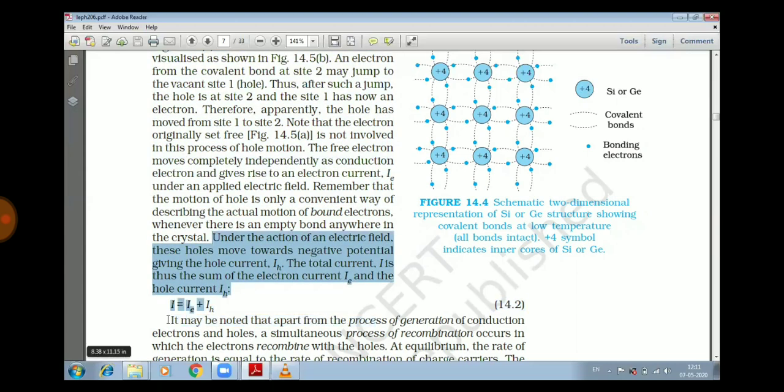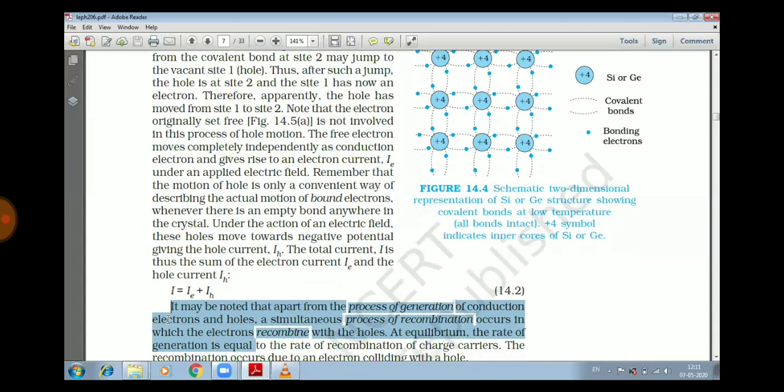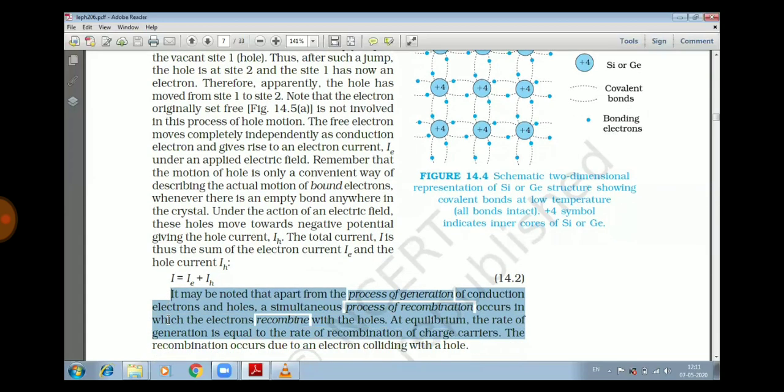Then underline this one. It may be noted that apart from the process of generation of conduction electrons and holes, a simultaneous process of recombination occurs, with the electrons recombining with the holes. At equilibrium, the rate of generation is equal to the rate of recombination of charge carriers. Recombination occurs due to an electron colliding with a hole.